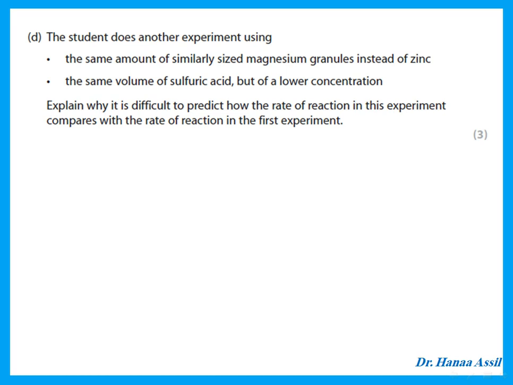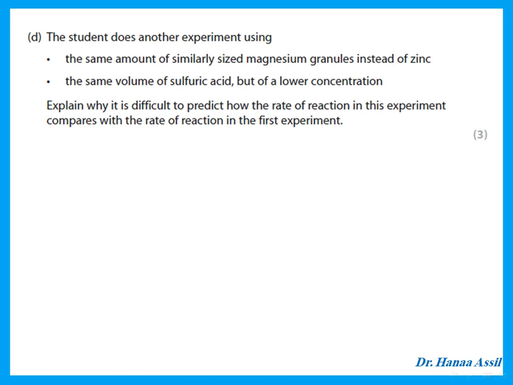So when he does this using magnesium instead of zinc and acid of lower concentration, will his experiment be faster or slower? That is very difficult to determine. Why? If I use magnesium instead of zinc, which one is more reactive? You should know that magnesium is more reactive. So if I use magnesium instead of zinc, my reaction should be faster.